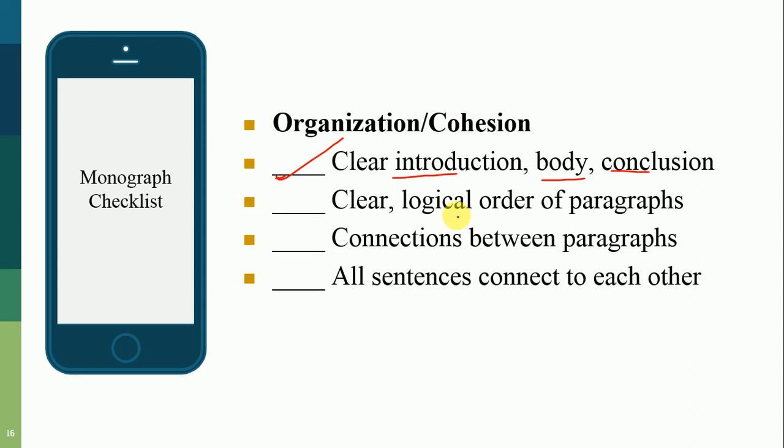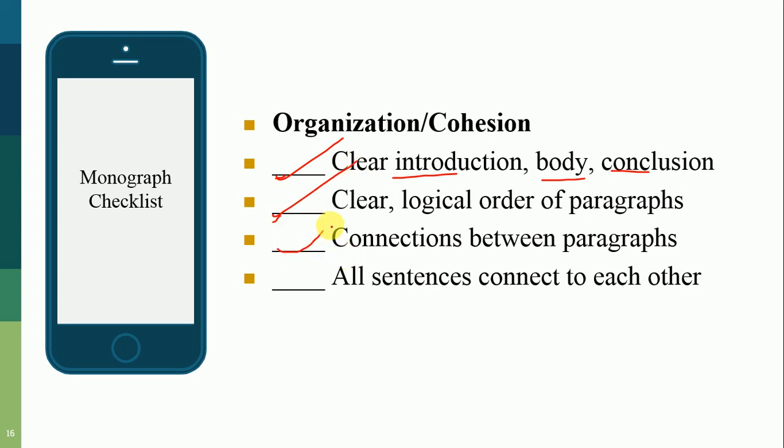Clear logical order of paragraphs. The paragraphs that I have used are written in logical order. It means there is a smooth flow, or logical arrangement, of the paragraphs in my research, in my monograph. The paragraphs are connected and related to one another. As I said earlier, this is coherence: one paragraph smoothly leads to another. Then check it. If not, do not check it.